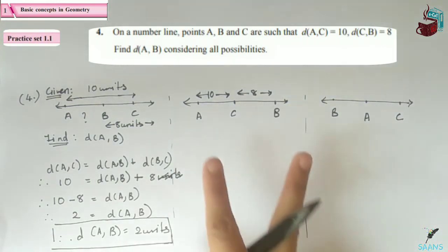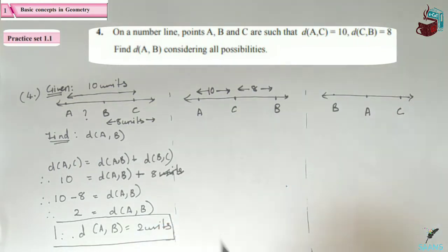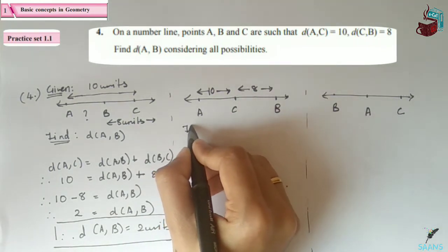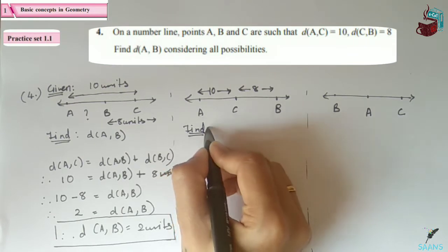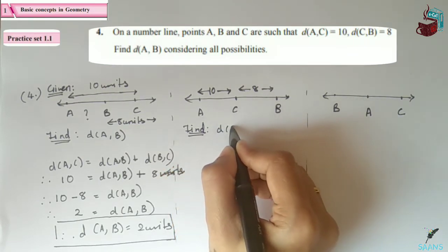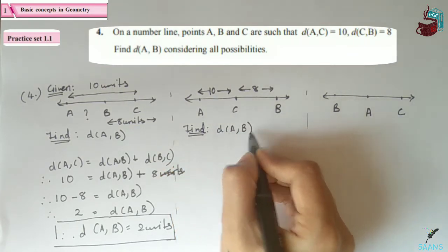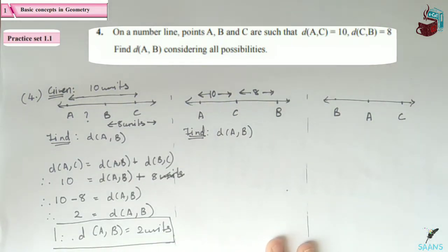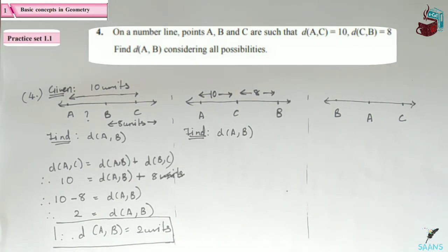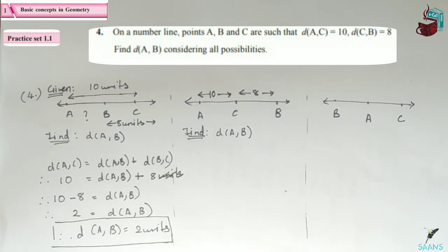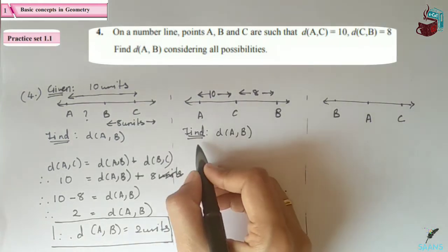Okay, we have to find AB. So again, find AB. Very important sum. ठीक है? So this gives you a glimpse on every combination that you can do. It's a very nice sum. Okay, so distance AB. Now solution.